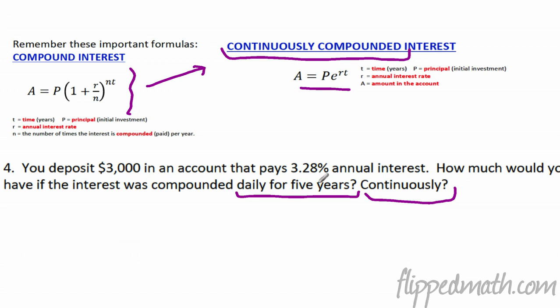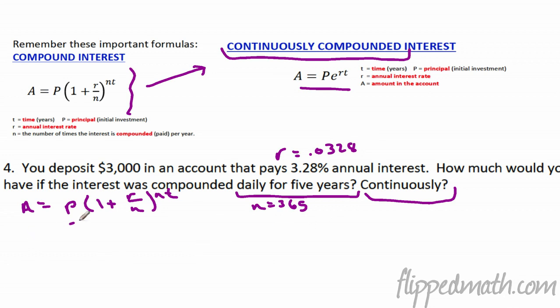So first we'll do the daily for 5 years. So here's a formula. We're going to write it out. A equals P times 1 plus the interest rate over the number of times it's compounded, all raised to the nt. Now t is the time in years, how many years. So this is 5 years. We're going to plug a 5 in there. The rate, you have to write it as a decimal, so R equals 0.0328. The number of times per year, it's compounded daily, so n is going to equal 365 here. We'll just assume it's a normal year.